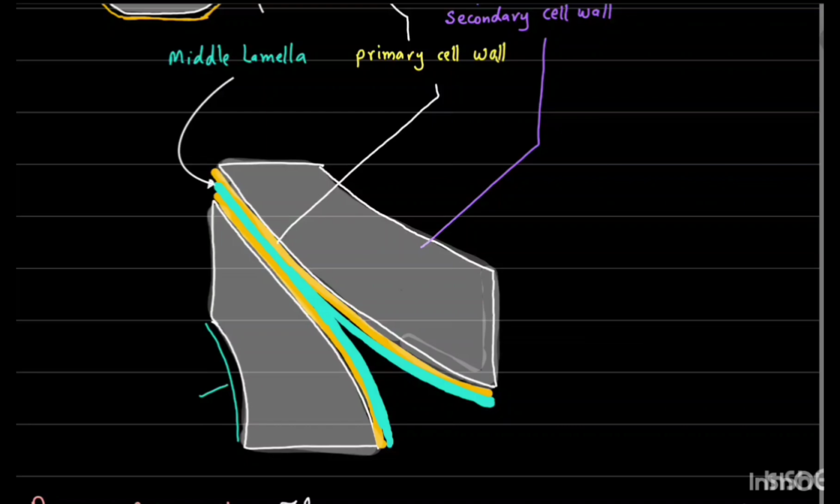In sequence, let's say this is the reference cell membrane. Then outer to the cell membrane is the secondary cell wall, and outer to this is the primary cell wall, and the middle lamella is present between the cells.